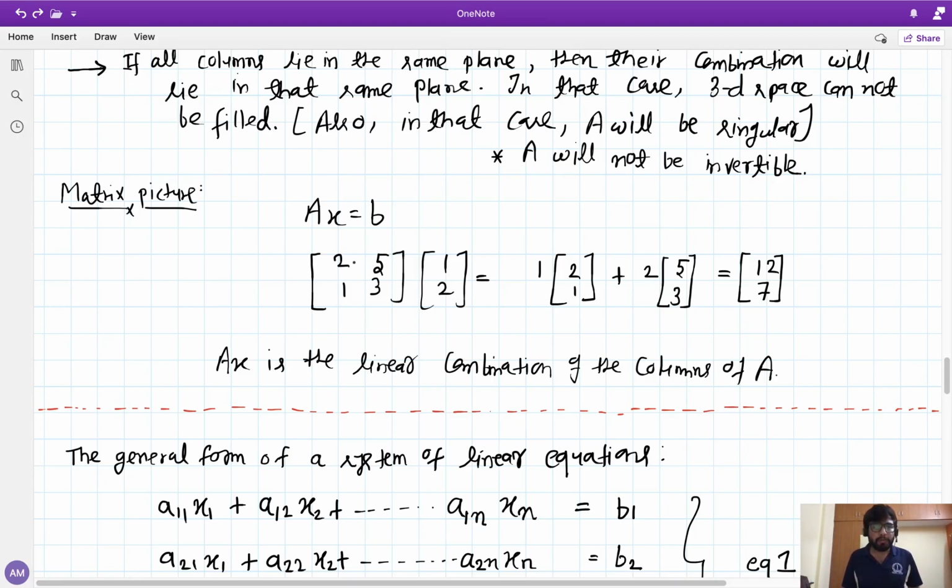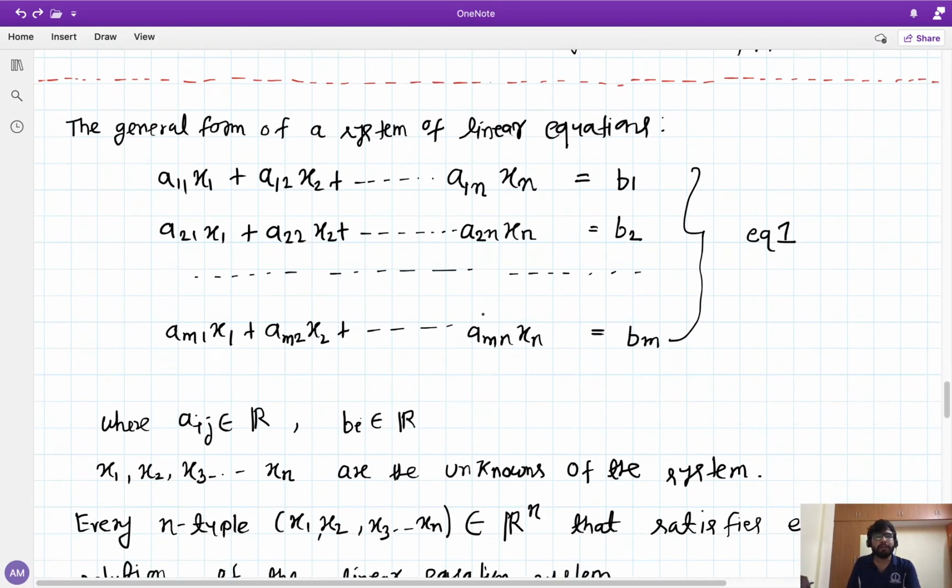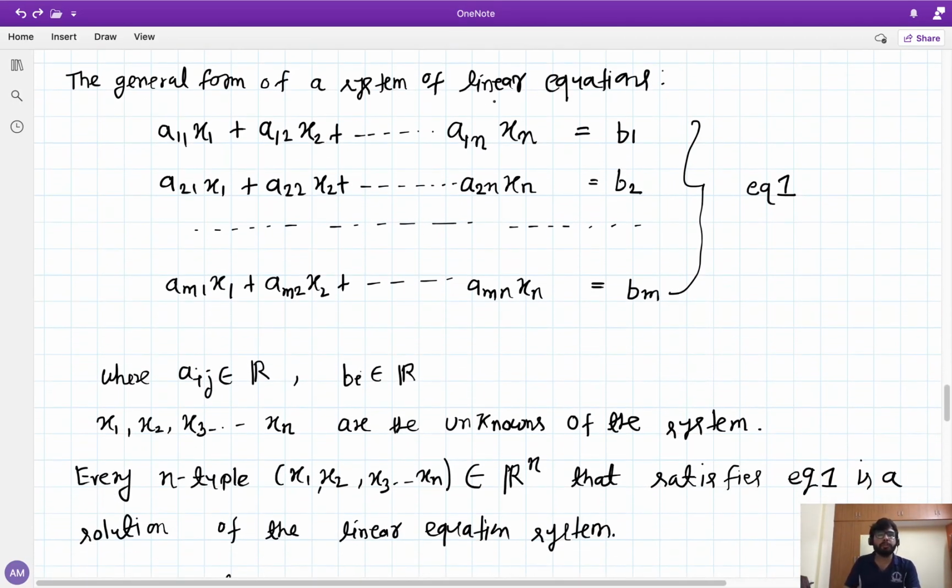So you take a column of A, multiply by 1, then another column of A, multiply it by 2. So it is nothing but a linear combination of the columns of A. You can think in that way. Again, these are just some ideas we need to focus on. So let's come to the general form of a system of linear equations. This is the general form of a system of linear equations. We have m equations and n unknowns, so we can represent it in this form.